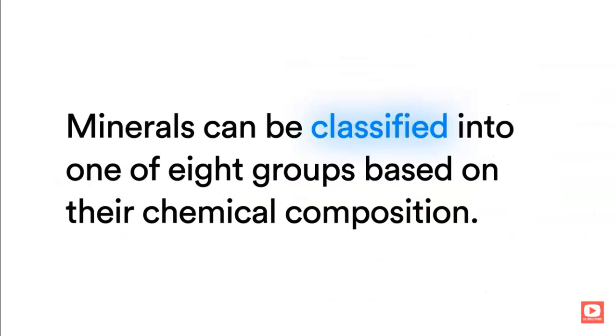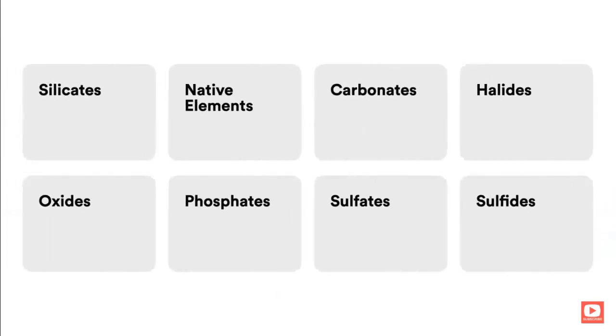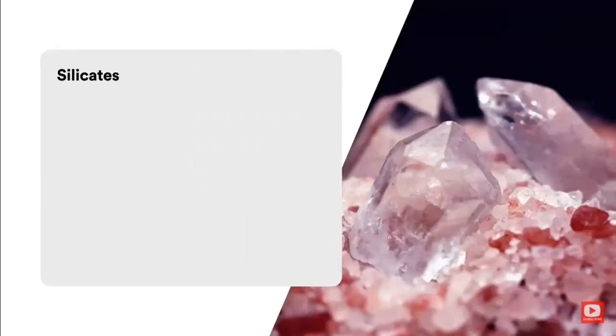Now, minerals, as we mentioned, can be classified into these 8 groups, but it's based on their chemical composition. And that's just a fancy way of saying what the minerals are actually made up of. And so let's dive in and take a look at those 8 groups. Here they are. What we're going to do is look at each of the 8 groups in a little bit of detail to understand the characteristics of the minerals found within each group. Starting with number 1, our silicates.